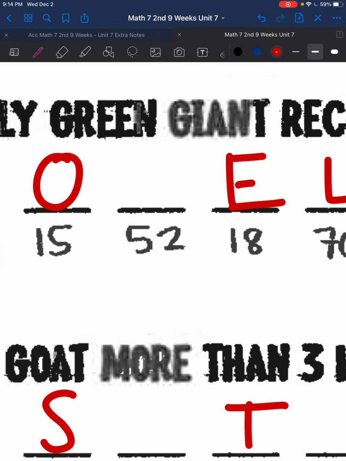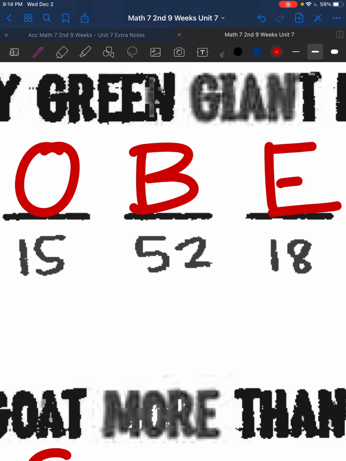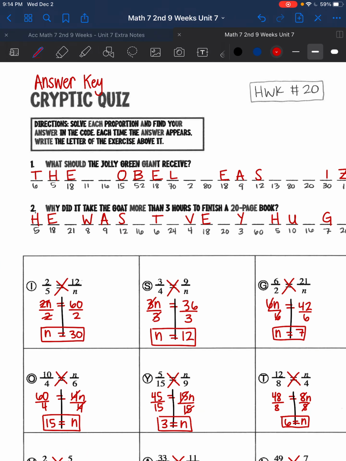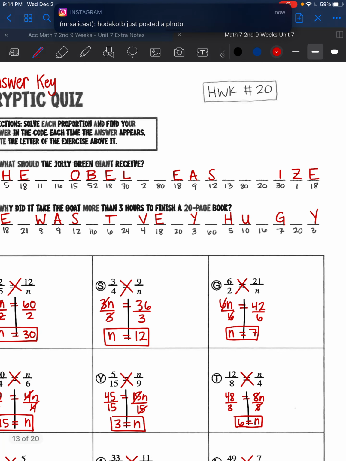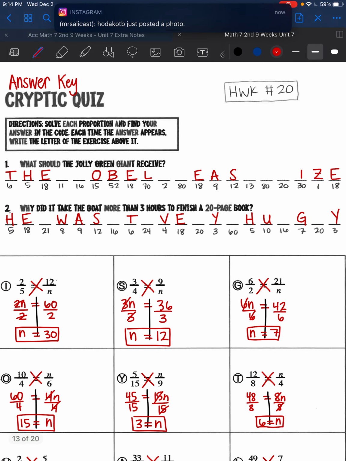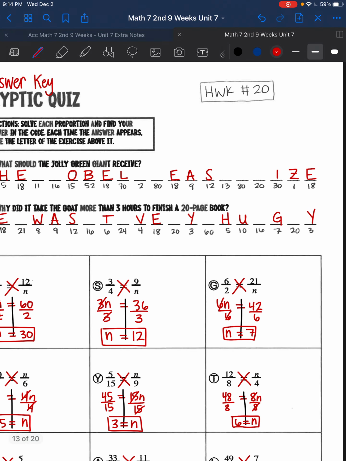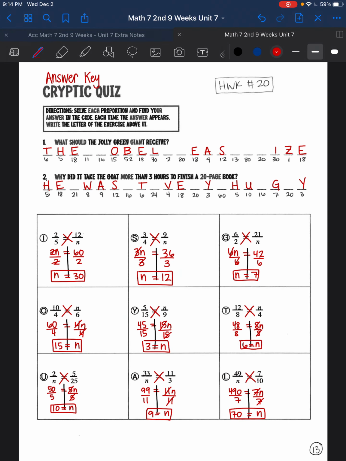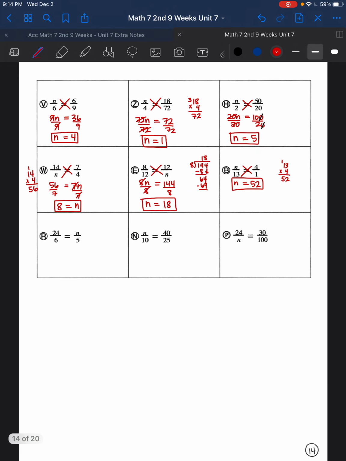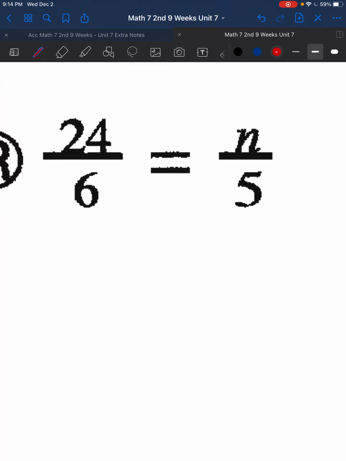Okay? So let's go see if there are any 52s, and if there are, let's write the letter B. So here's a 52. Any others? I don't think I see any other 52s. Okay?